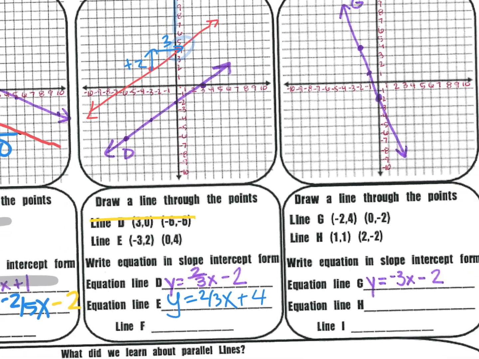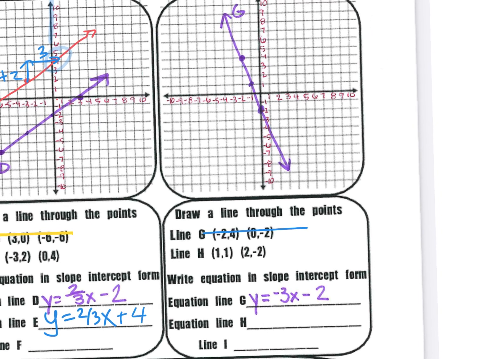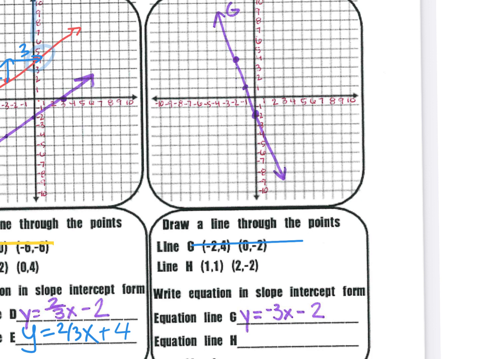All right, the next one, we have line G graphed for us already. That's this part. So we're going to graph line H. Line H is 1, 1, so I go to the right 1 and up 1, and 2, -2. So I go to the right 2 and down 2. And then I'm going to draw my line through my ordered pairs. There would be a dot right there for my y-intercept.